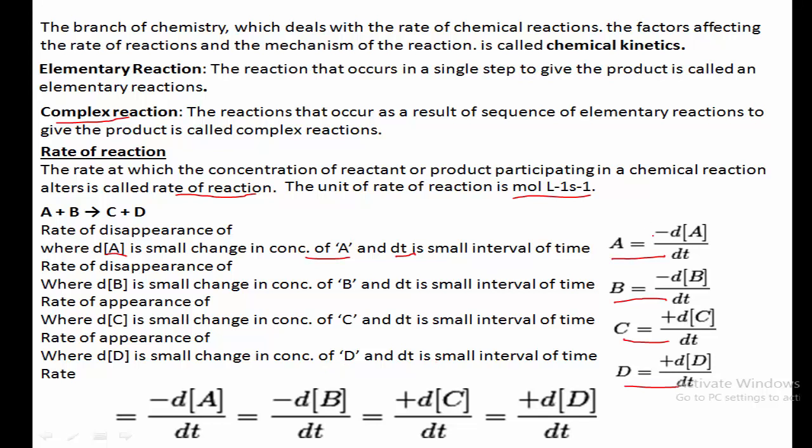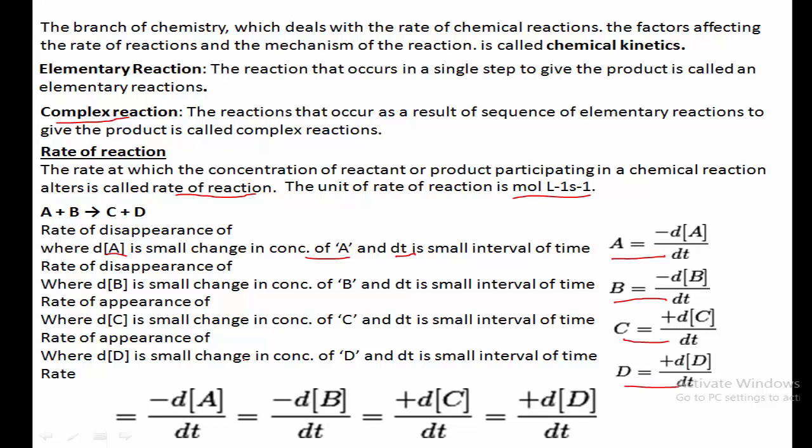So here, in the case of A and B we have indicated d[A] by dt and d[B] by dt with a minus sign. This minus sign represents the decrease in concentrations of A and B, and the plus sign indicates the increase in concentrations of C and D.